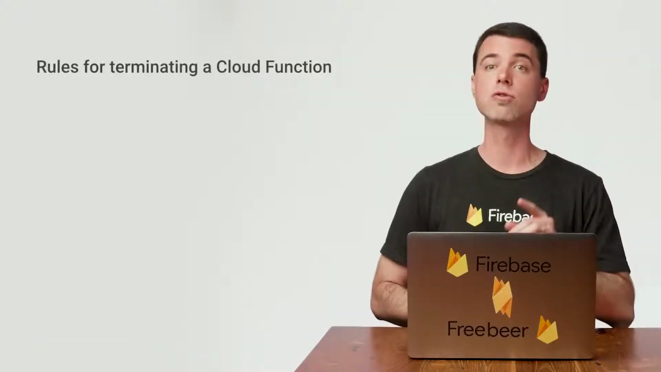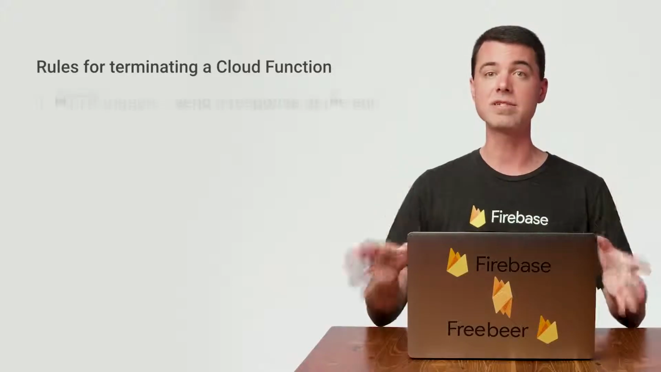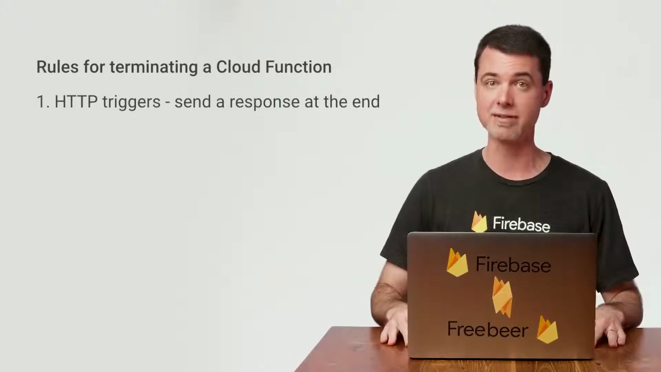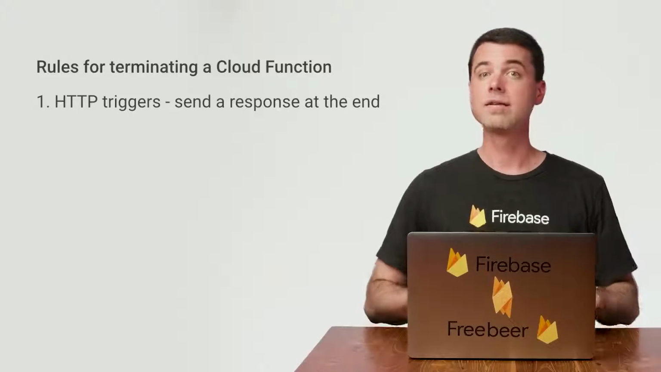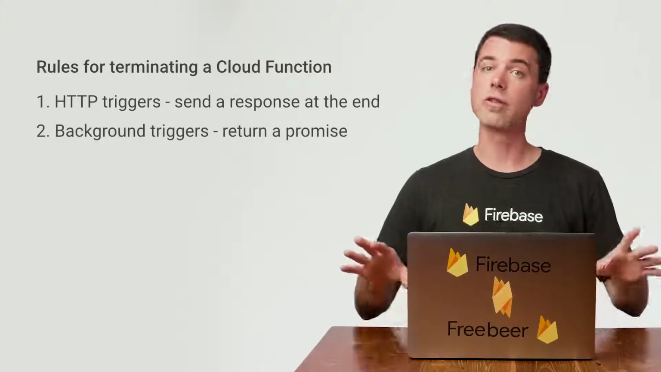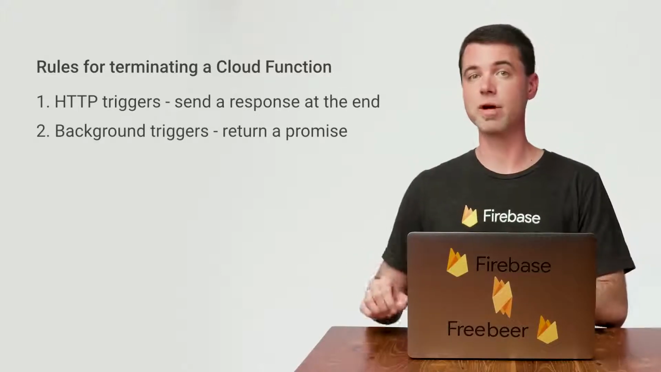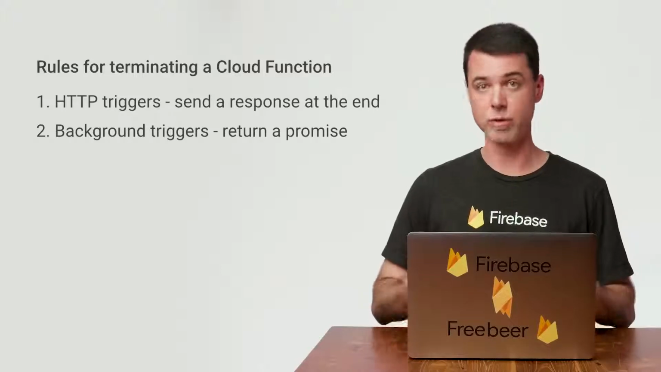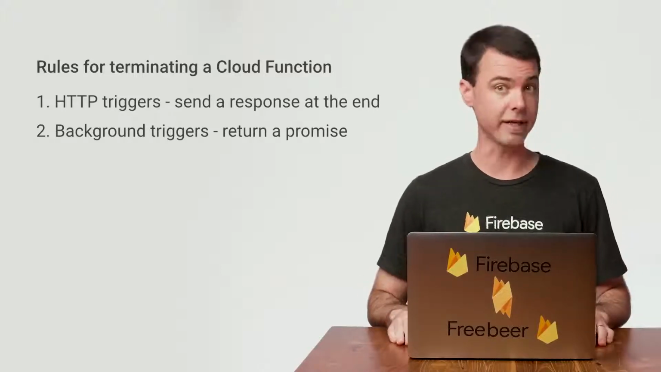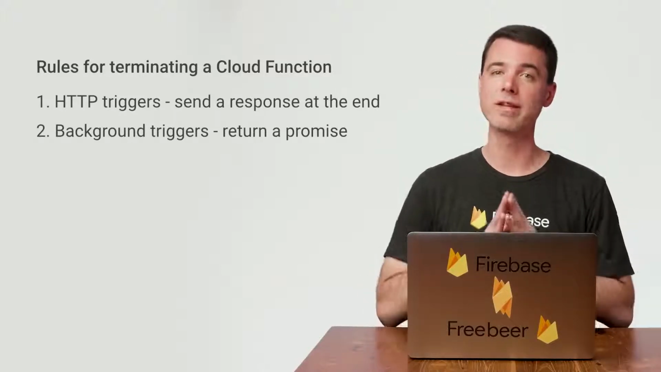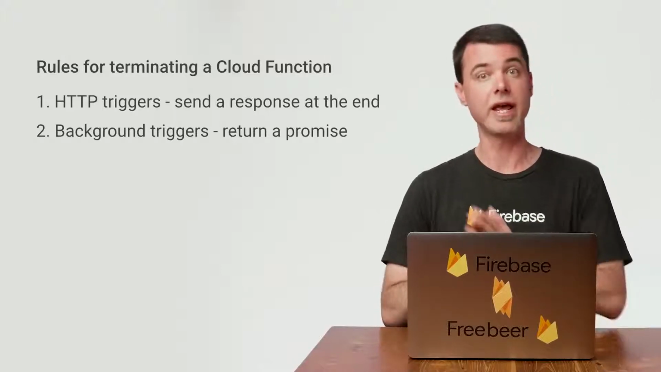You also learned the first rule for terminating a cloud function. HTTP triggers must send a response to the client to terminate properly. Today we'll look at the second rule. For all other types of triggers, you must return a promise that becomes fulfilled or rejected when all the pending work in that function is complete.